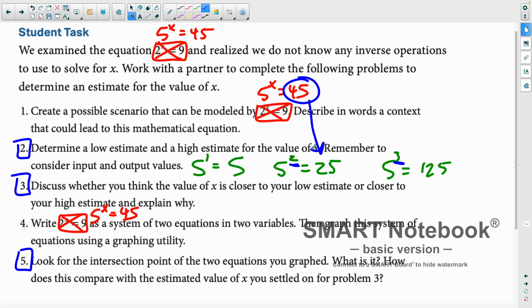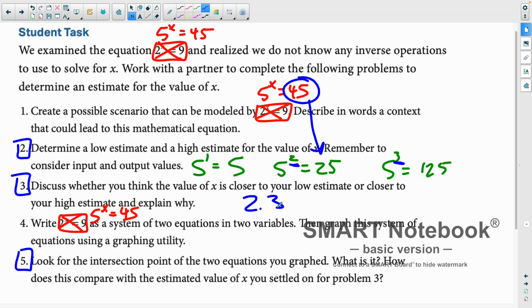What would you say? 2 point what? 2.2, 2.3, maybe 2.4. All right. But that's probably about as far as I would go. I wouldn't probably guess any farther than that. I'd probably guess something like 2.3.